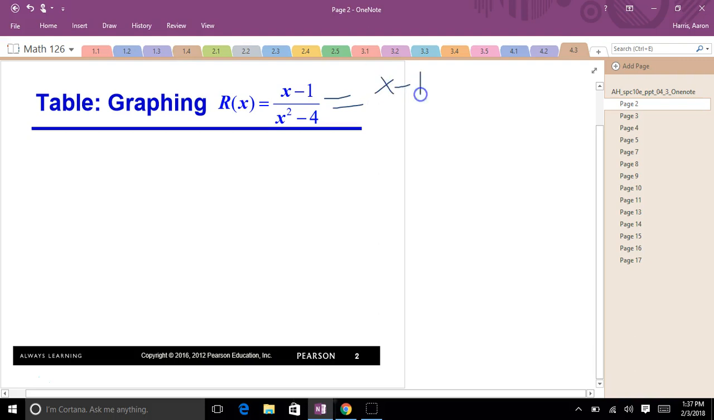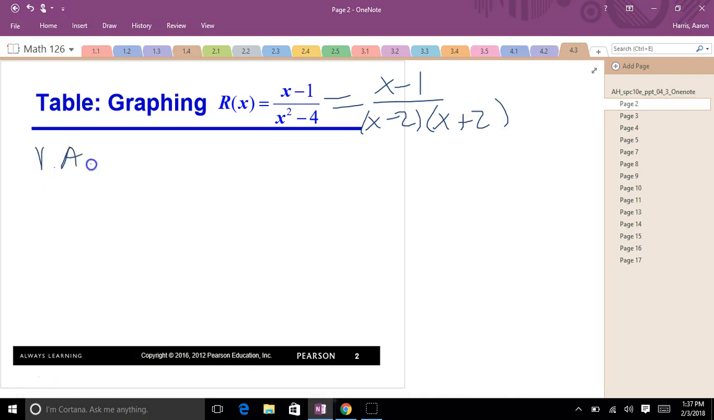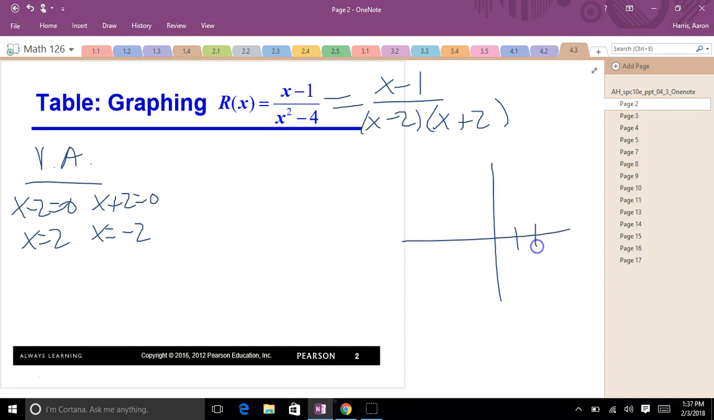The top's already a linear factor, and the bottom factors as well. So for our vertical asymptotes, notice nothing cancels. x minus 2 equals 0, so we've got one at x equals 2. The other one, if we subtract 2 on both sides, is at negative 2. So x equals 2 and x equals negative 2 are our vertical asymptotes. We'll never touch those lines.